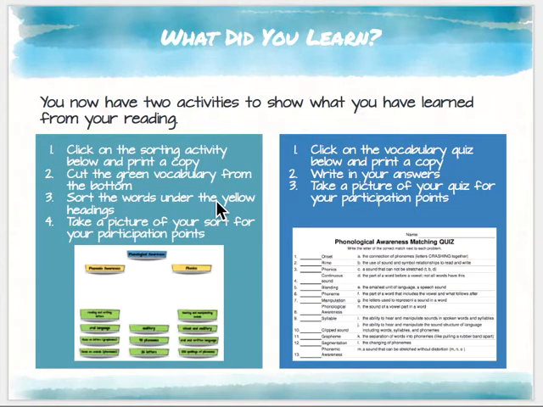We have 2 different activities to assess your learning. On the left, you are going to click right on our sorting picture, and that will take you to an external link where you will print out our columns. You will do another sort and take a picture for your participation points. And then we'll have a vocabulary quiz using the words from phonological awareness.